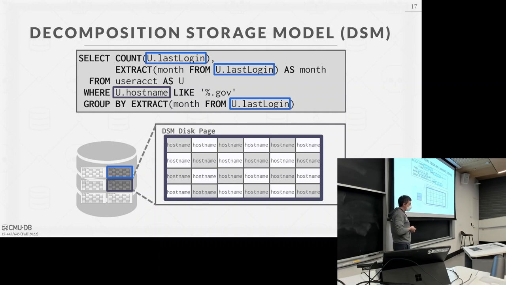Yes? So is this much better than the NSM just because the cost of the fetching dwarfs the cost of the matching? So his question is, is this just better because the reduction in the amount of I/O is so significant that it doesn't matter that there's overhead of doing the matching? The matching's cheap. I'll say why in a second. Yeah. Matching's easy.